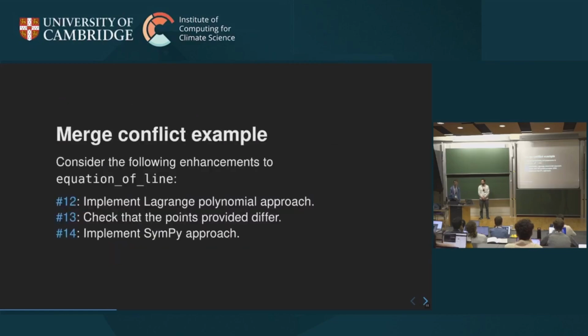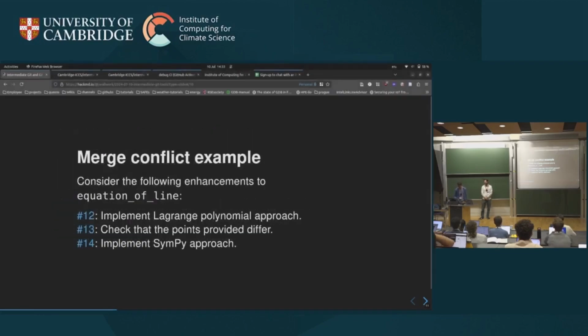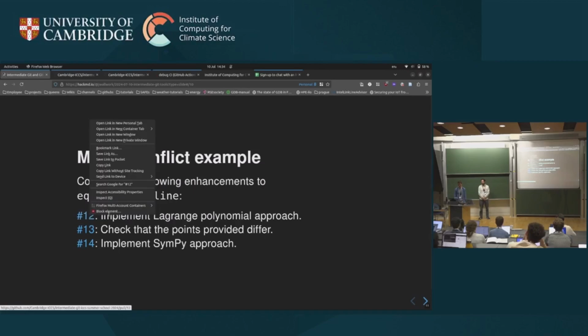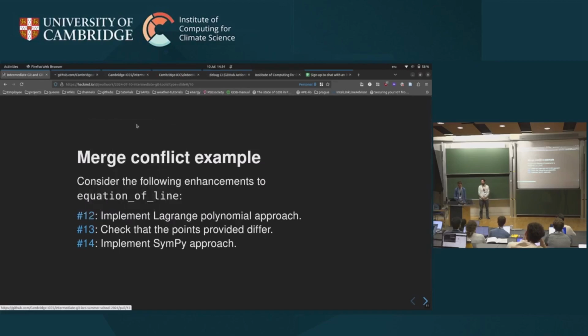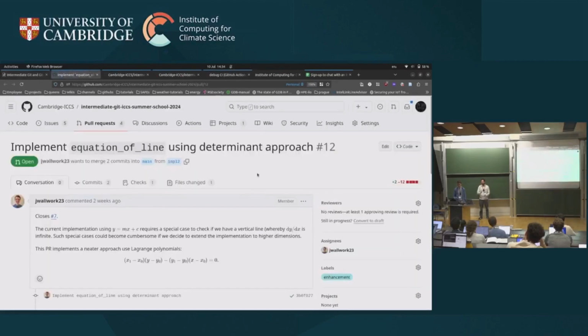And so we've set up here a merge conflict example, which I'm hoping is indeed going to cause a conflict. It definitely did when we practiced it. So there are a few different pull requests that you can have a look at through the links there. As I said, there's this function that takes 2 points in Python and generates the equation of a line. We've got one pull request here, number 12, which is going to implement the equation of a line using a determinant approach.